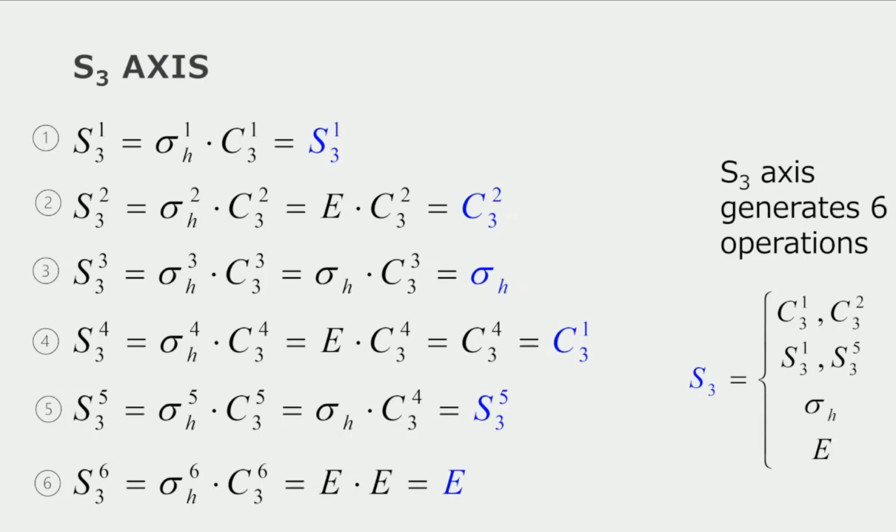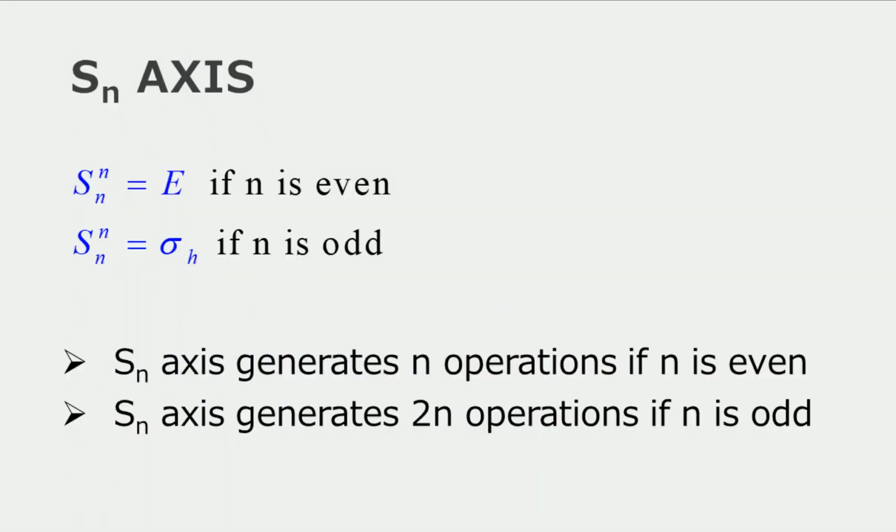So in general, an improper axis of odd order n implies the independent existence of a proper axis of order n, as well as a symmetry plane perpendicular to the proper axis. Therefore, you can immediately say that if n in the Sn operation is even, then Sn to the power n is identity. If it is odd, then Sn to the power n will be sigma h, and Sn to the power 2n will be identity operation. You can keep these points in mind.